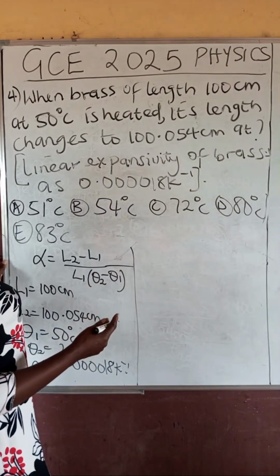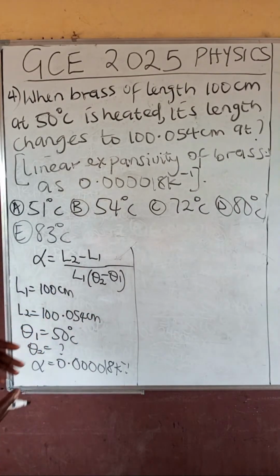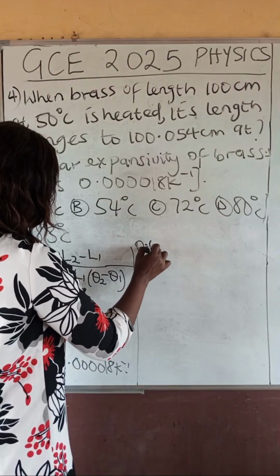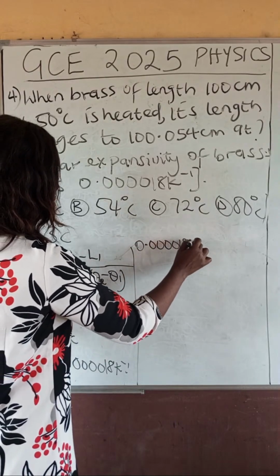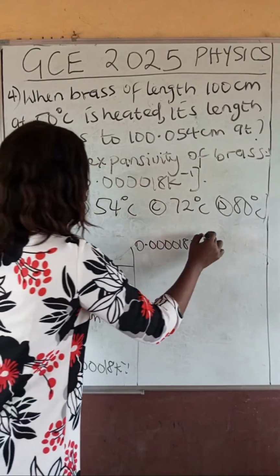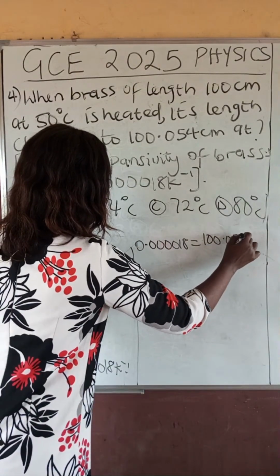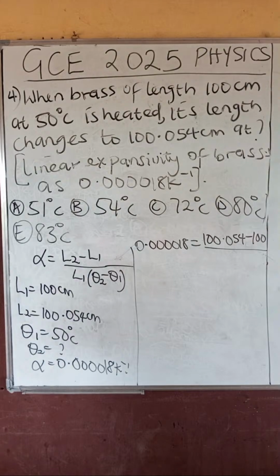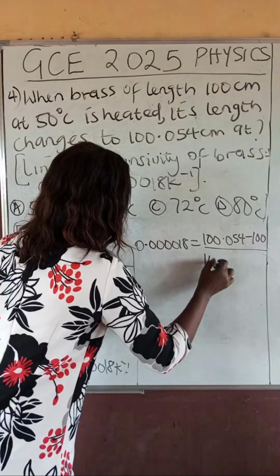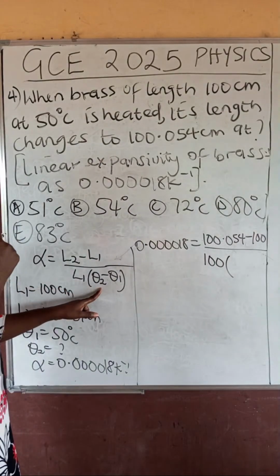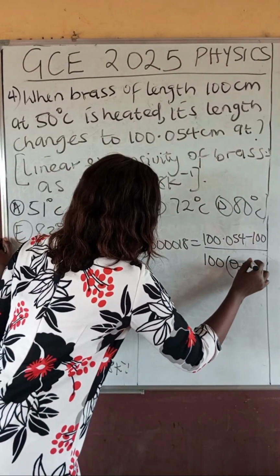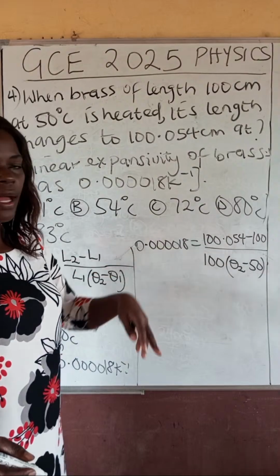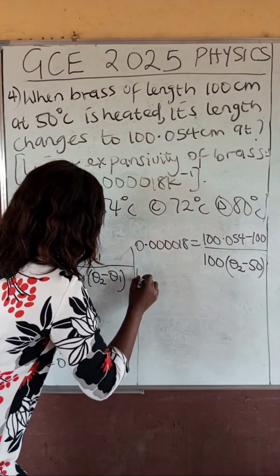So my alpha is this. I can actually use this formula, but let me continue with this one. My alpha is 0.00018, which equals my L2, that is 100.054 minus 100, then divided by my L1, which is 100 bracket, my theta 2, which is what I'm looking for, minus 50, which is my theta 1. So I'm going to work it out and see what I have.